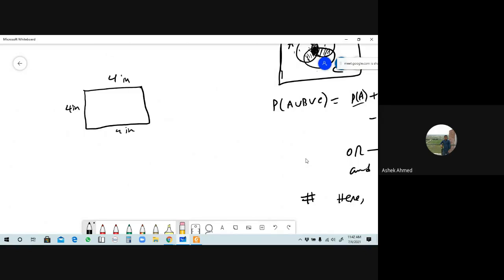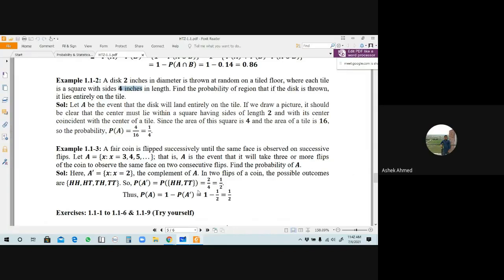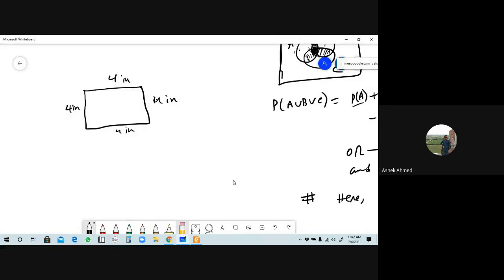4 inch. Okay, but we have to throw a disc, which diameter is here 2 inch. The 2 inch, okay, and from here, diameter is given, from here we can say that the disc will be circular shape, is it right?